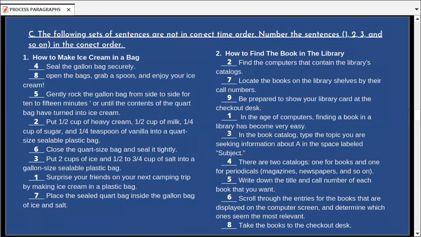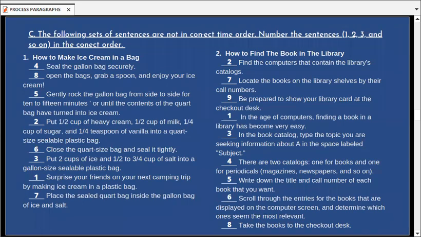C. The following sets of sentences are not in correct time order. Number the sentences 1, 2, 3, and so on in the correct order. So here the sentences are scrambled and you are asked to arrange them from the first sentence to the last sentence. Here is the first question, 1.